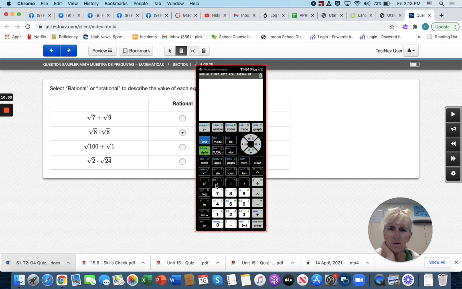Let's see. So, square root of 8 times square root of 8. And this is not over the whole thing. So let's try that again. So we go the square root of 8. Second, x squared gives you the square root of 8. Okay. No, it's not times. So you can push delete. Okay. All right.